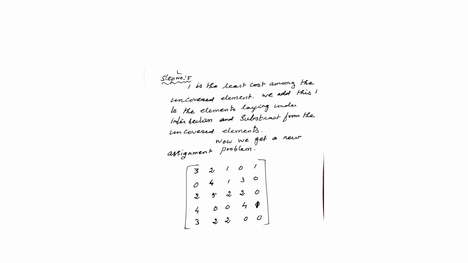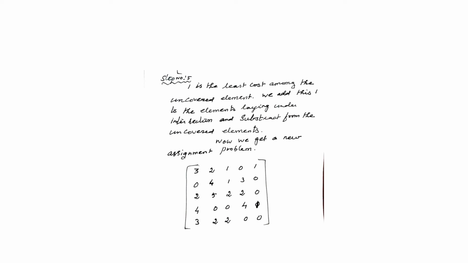We have to subtract this 1 from the uncovered elements and add it to those elements which are lying under intersection. After that, we get a new assignment problem, that is 3, 2, 1, 0, 0, 3, 0, 4, 3, 1, 0, 2, 5, 2, 2, 0, 4, 0, 0, 4, 1, 3, 2, 2, 0, 1.